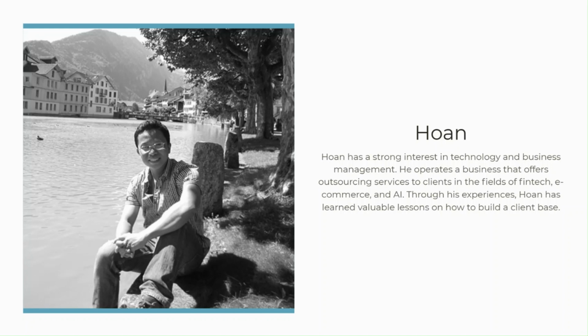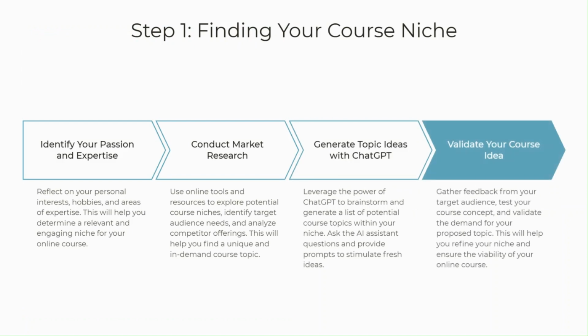Step 1. Finding your course niche. The first step is identifying a niche that aligns with your expertise or interests. Use ChatGPT. Prompt: what are the best topics in AI for creating an online course? Example output: topics like generative AI, AI art, and making money with AI. Select a specific topic. We chose making money with AI generation tools after further research on its demand and relevance.